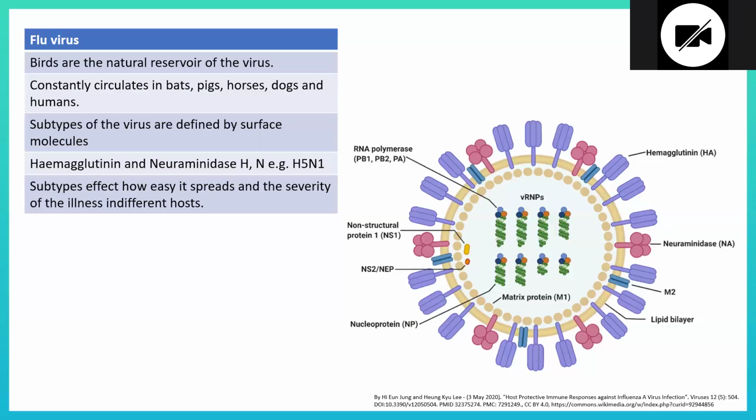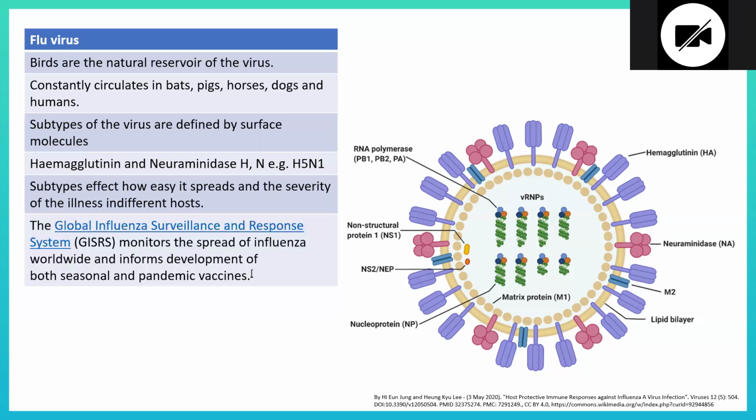So at the minute, H5N1, if it gets into humans, is pretty nasty. There's been quite a few deaths, but it's not spreading person to person. That's really important. All of the people who've been infected have been working very closely with animals, so they've caught it off animals. There is a global influenza surveillance and response system which monitors the spread of influenza worldwide, and it informs the development of seasonal and pandemic vaccines.